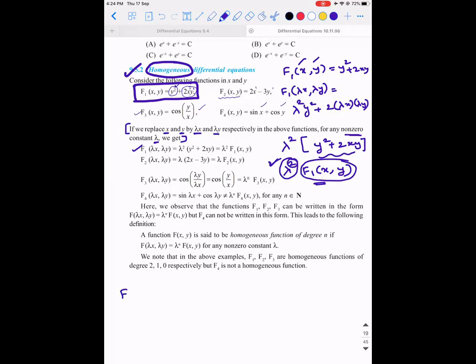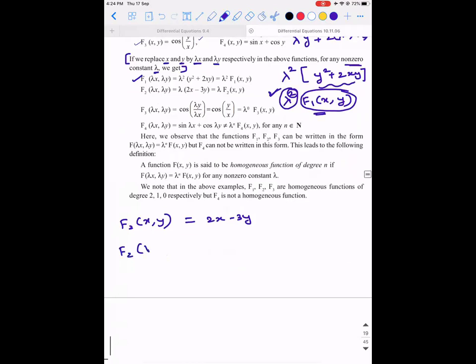Similarly, what is happening with respect to f2 of x comma y? That is 2x minus 3y. So I'm asking, what is f2 of lambda x comma lambda y? It is 2 into lambda x minus 3 into lambda y. So take lambda common, it will be 2x minus 3y. What is this? Lambda into f2 of x comma y. So lambda raised to the power what? 1. You're able to understand?